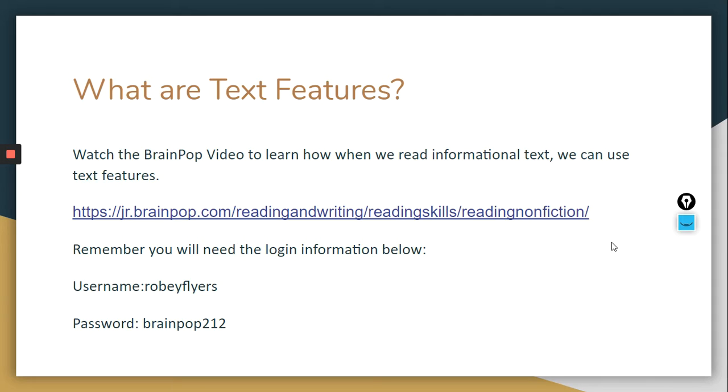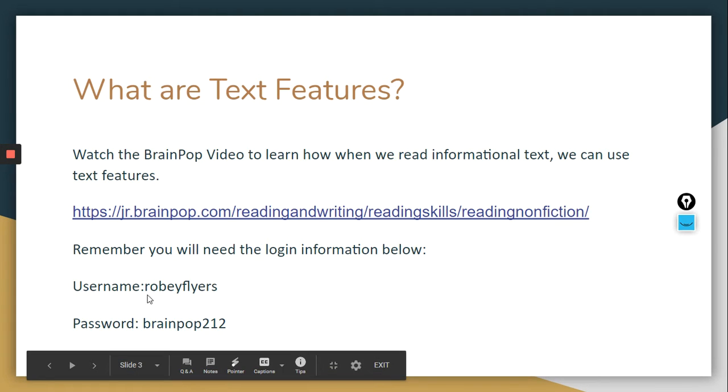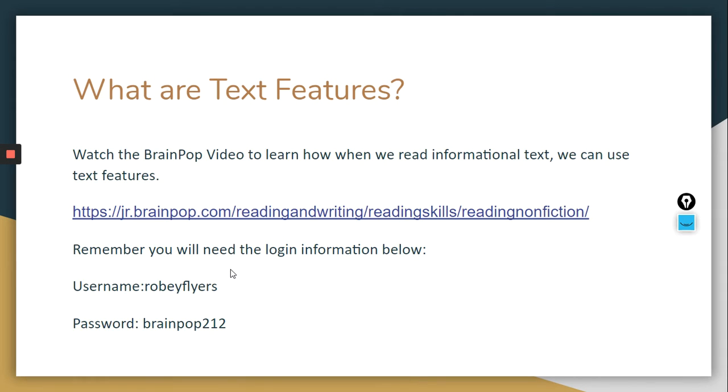So what I want you to do is click this link in your Google slideshow. Make sure you're actually at the Google slideshow. If you click this video, it's not going to do anything. On this slide, you're going to click this link, and this link will take you directly to Brain Pop Junior. You're going to watch this video about nonfiction and reading nonfiction, and you're going to use this username and password down below so you can watch that. So right now I want you to hit pause, open up your Google slide, and click this link.